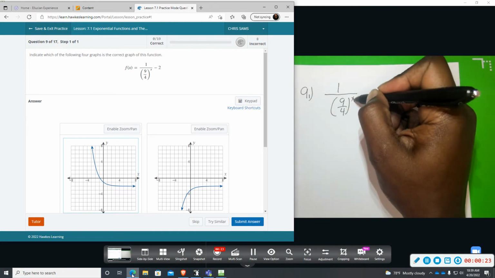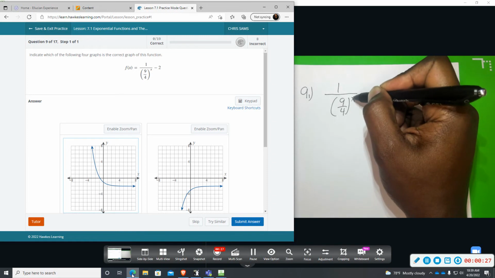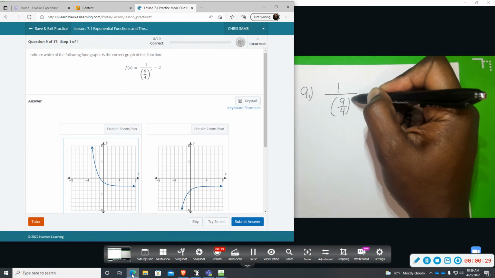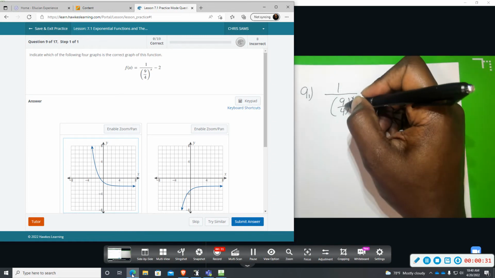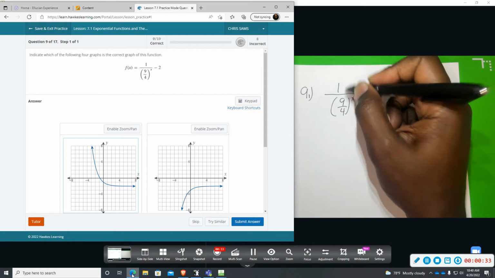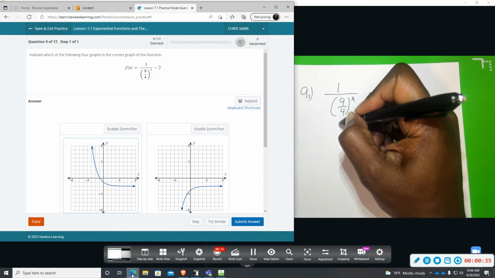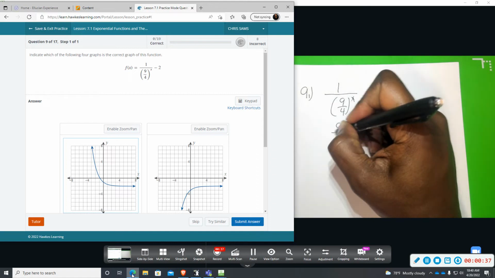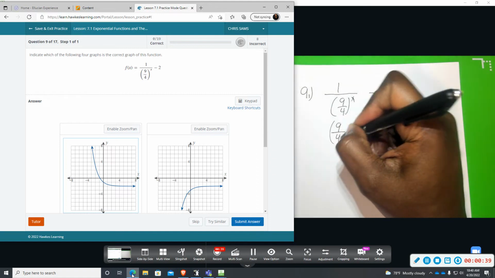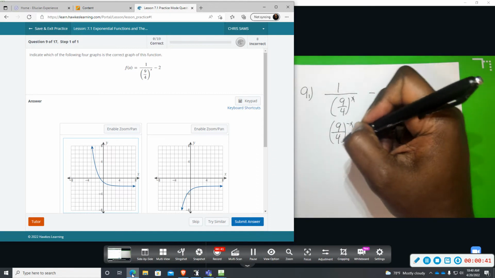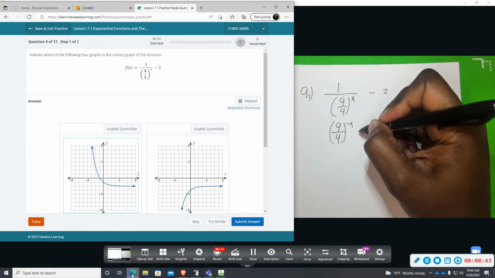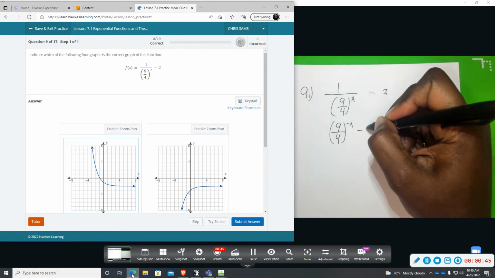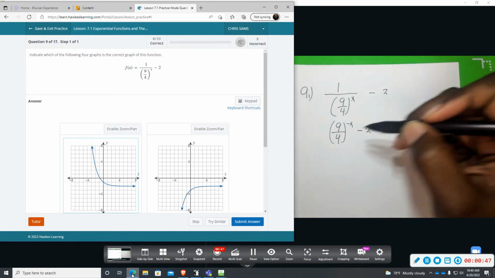So when you have a fraction and the exponent in the bottom, you can move it up by just changing the sign. So we're going to move the 9 over 4 up to the top this term and change the sign. So we have 9 over 4 to the negative x power. So we kind of got rid of that fraction that was kind of impeding our progress, minus 2.